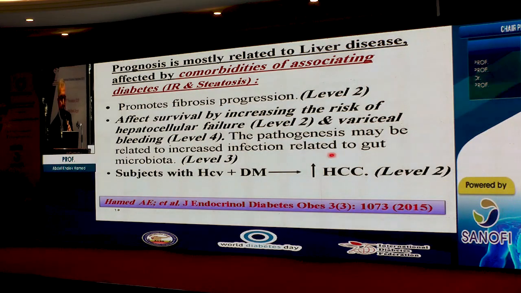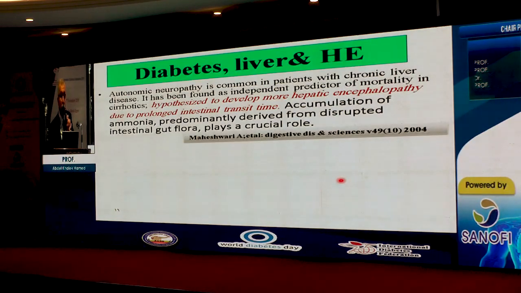The presence of diabetes في حالات C وده اللي عمل لنا مشكلة كبيرة في مصر زود الانسيدنس اوف HCC. Also بالنسبة لوجود الدايابيتس مع الليفر سيروزز عمل حاجة مهمة قوي في الهبات السيلولار فاير الكرونيك ليفر ديزيز او السيروزز يبقى فيه اوتونوميك نيوروباثي is common in patients with chronic liver disease حط معاه diabetes كمان. It has been found this is independent predictor of mortality in cirrhotics.